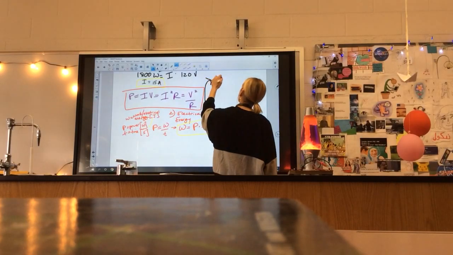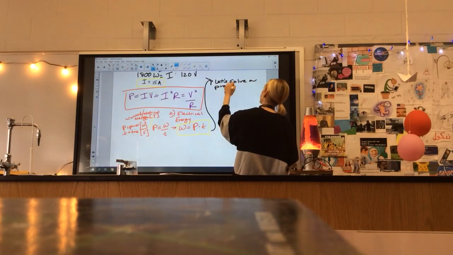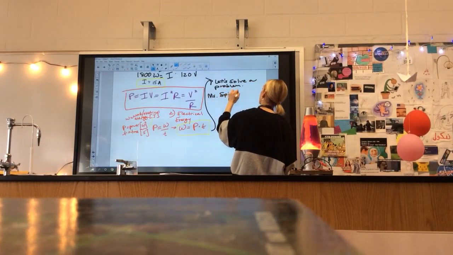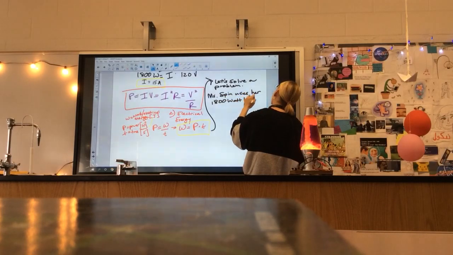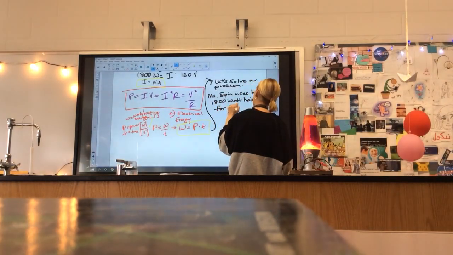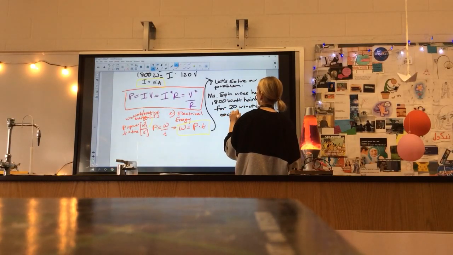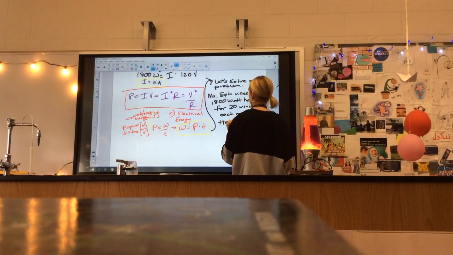So let's solve a problem. Miss Spin uses her 1800 watt hair dryer. Okay, I am way understating this, but we're going to say for 20 minutes each morning. How much electrical energy is expended?